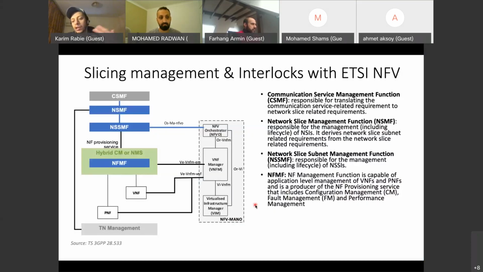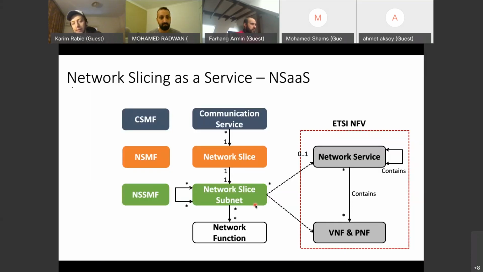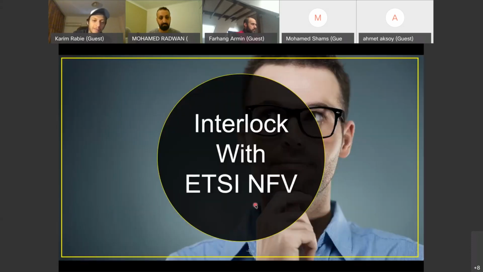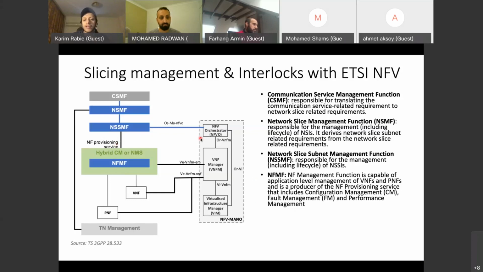So I'm trying always to bring figures from the standards. Okay, I don't want you to take my personal opinion, but that's how the standardization is thinking. So you see the relation between the slice subnet and the network service and the VNF, then it makes sense that the NSSMF integrates with the NFVO to instantiate a network service, to instantiate a VNF, using the Os-Ma-nfvo, that's a standard ETSI NFV API.